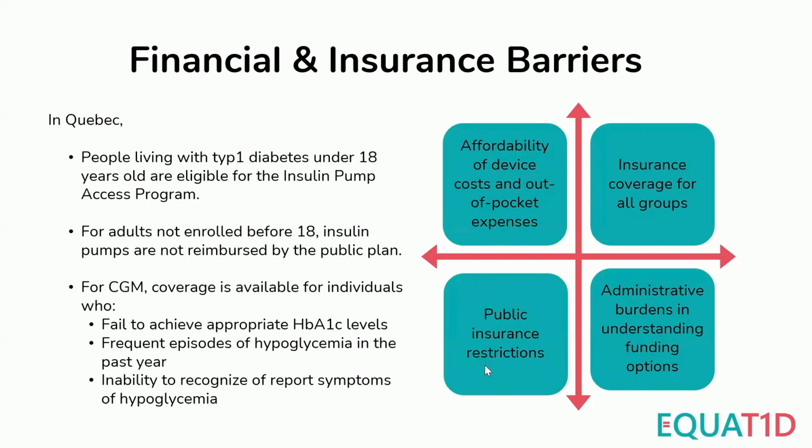For CGM in Quebec, coverage is available generally for individuals with type 1 diabetes. So there are specific criteria, but they do apply to most people with type 1 diabetes. So there are issues with affordability of the device and out-of-pocket expenses, restrictions on public insurance, not having insurance coverage for all age groups. And then even beyond the financial and insurance barriers, there are administrative burdens to first even being aware of or understanding all of the options for funding for these devices, and then the process for actually obtaining and using these devices.